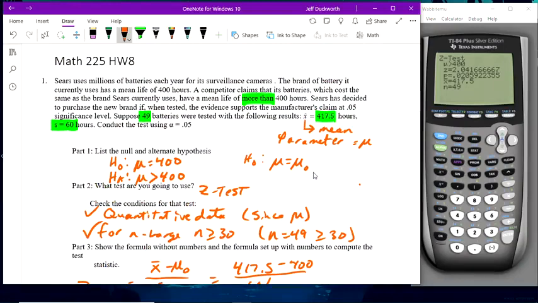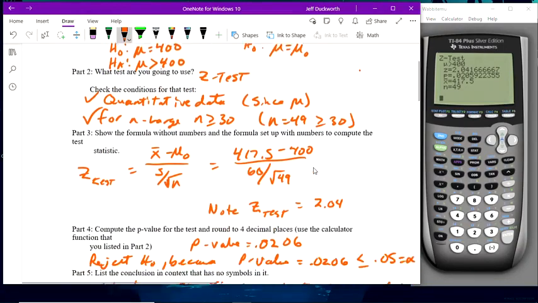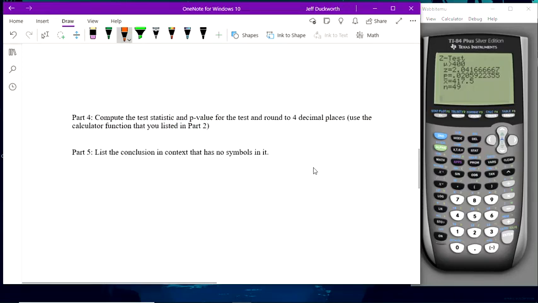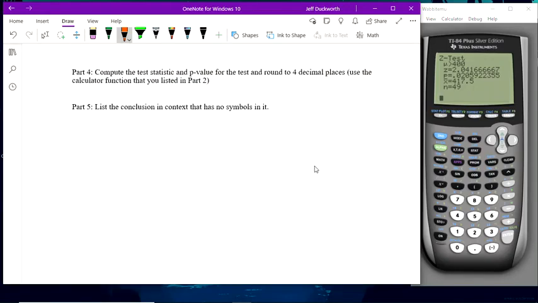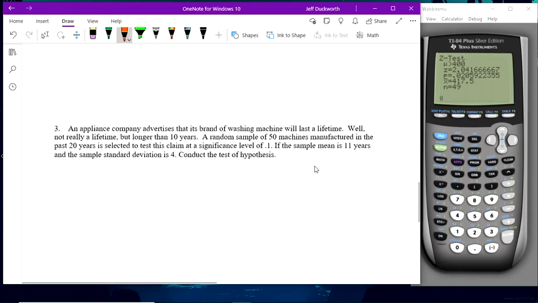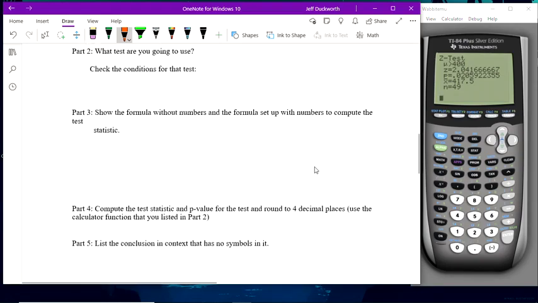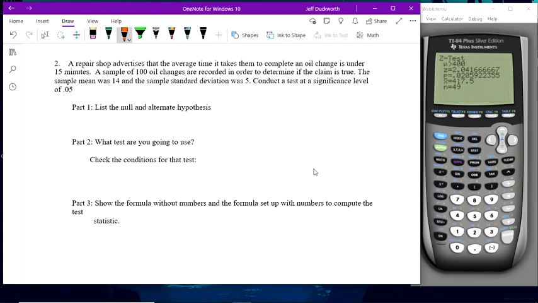So in problem 1 and in problem 2, I've laid out each of the individual things you're supposed to do for a test. In the later questions, I just say, hey, do the test, essentially. That would be question 3, conduct the test of hypothesis, that sort of thing. But let's go and do number 2.